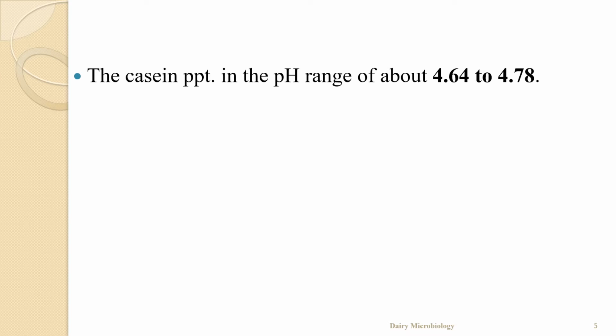The mechanism of acid coagulation involves the interaction of the lactic acid, which is produced by the microorganisms from the lactose. This lactic acid can bind to the calcium of casein, which results in the precipitation of casein, and which appears as a curd. The casein gets precipitated in a pH range of about 4.64 to 4.78.